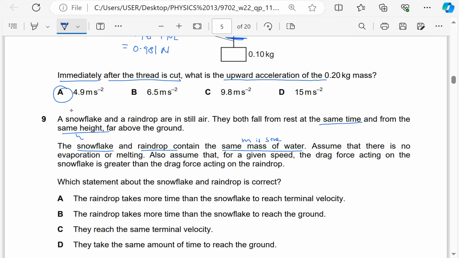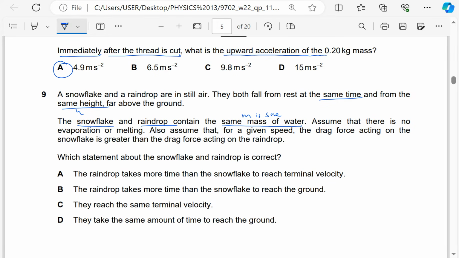Also assume that for a given speed, the drag force on the snowflake is greater than the drag force acting on the raindrop. Which statement about the snowflake and the raindrop is correct? Okay. So if we consider the raindrop and we consider the snowflake, they have the same mass. So the weight downwards is the same.